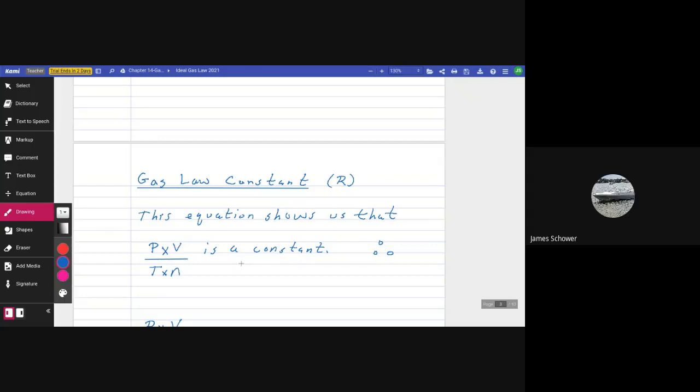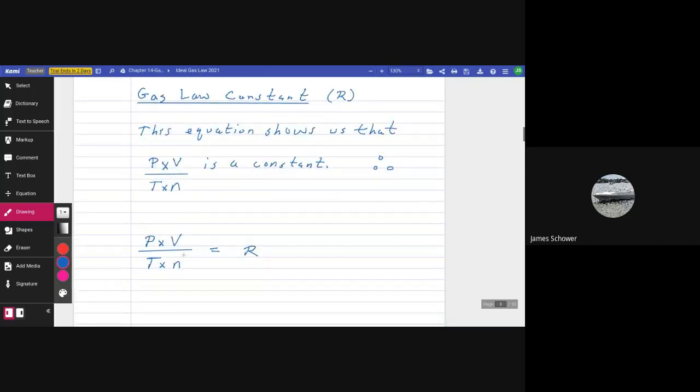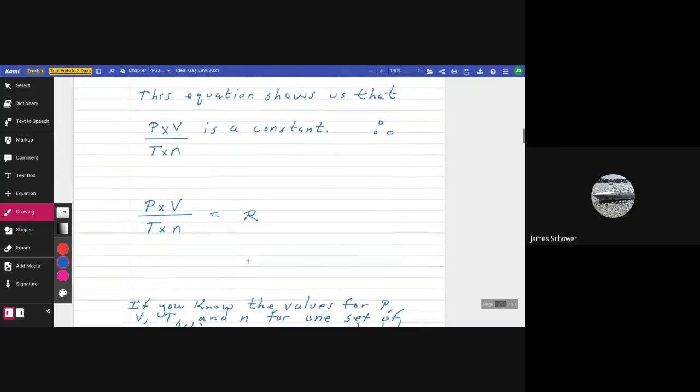Now let's talk about the gas law constant, which is known as the letter R. The gas law constant. This equation shows us that P times V divided by T times n is a constant. So this part of the combined gas law with the moles added to it is a constant. Therefore, P times V divided by T times n equals R.